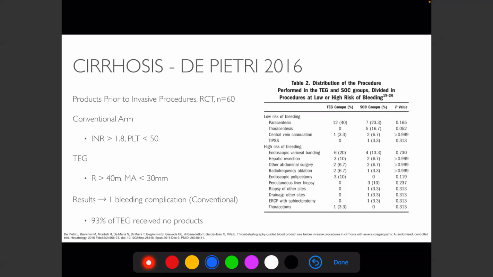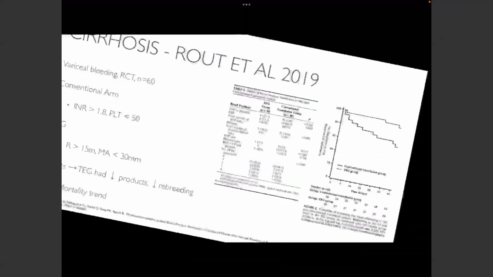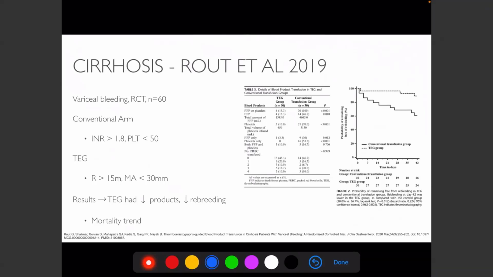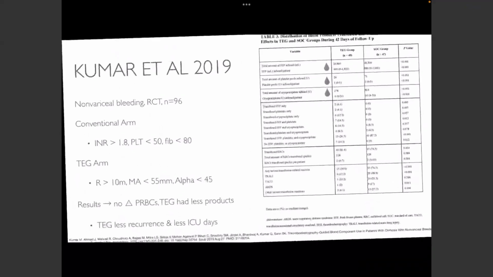You could have a completely normal coagulation profile in cirrhosis because, remember, all your clotting factors are down, and your pro- and anticoagulants are both down. Another cirrhosis trial, Roux et al. in 2019. This one is variceal bleeding, in the Journal of Gastroenterology. Same thing, a conventional and a TEG arm. Results were TEG had less products, less rebleeding, and also a mortality trend. This is your Kaplan-Meier, where you see the mortality trend is much better in the TEG arm. So you're starting to see the pattern.